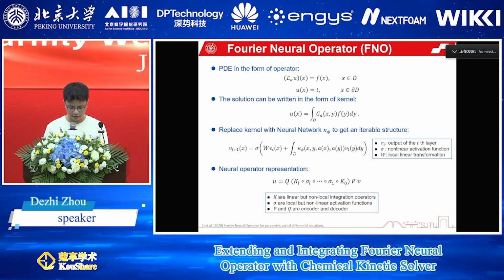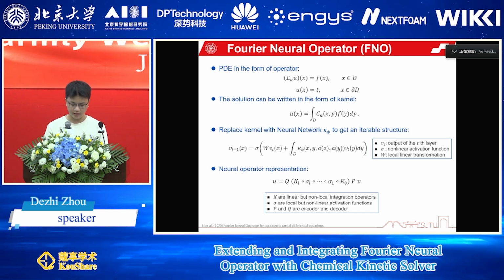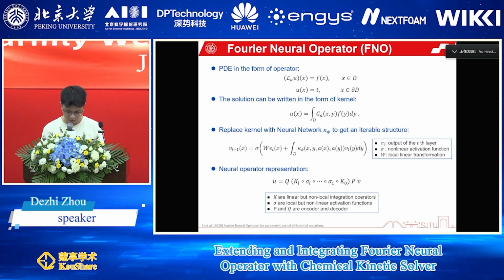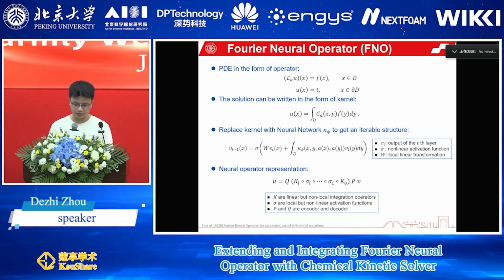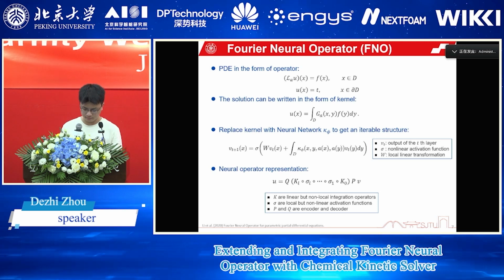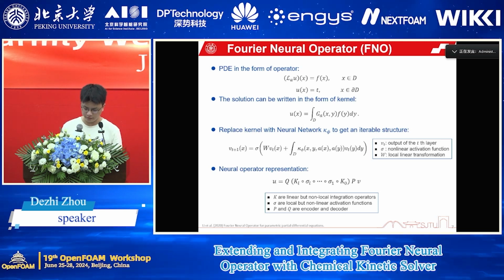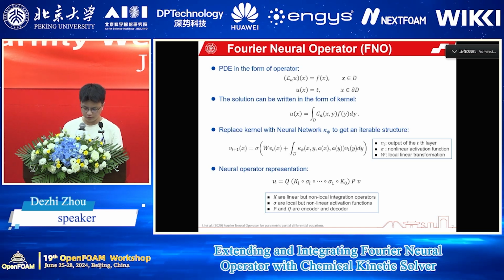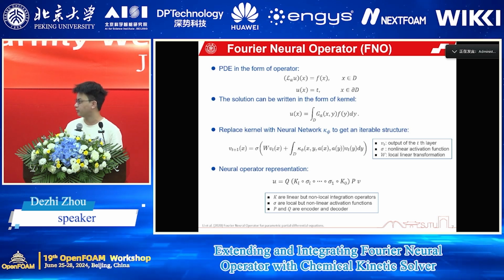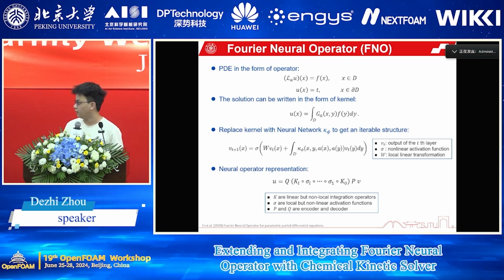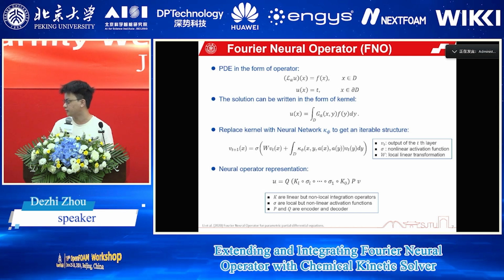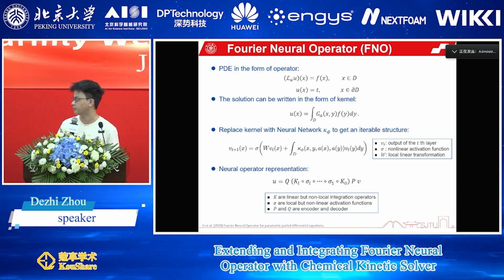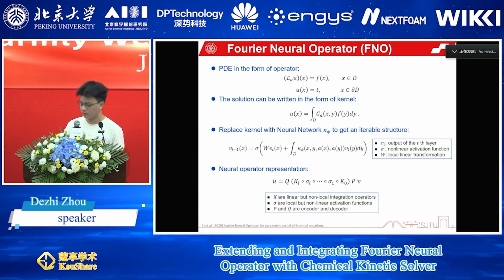Drawing insights from this integral representation, the neural network architecture is constructed as shown in the third equation. In the fourth equation, expressed as a neural operator, the whole structure of the operator can be simplified as the final equation, where we use K to represent the integration operators as shown before.